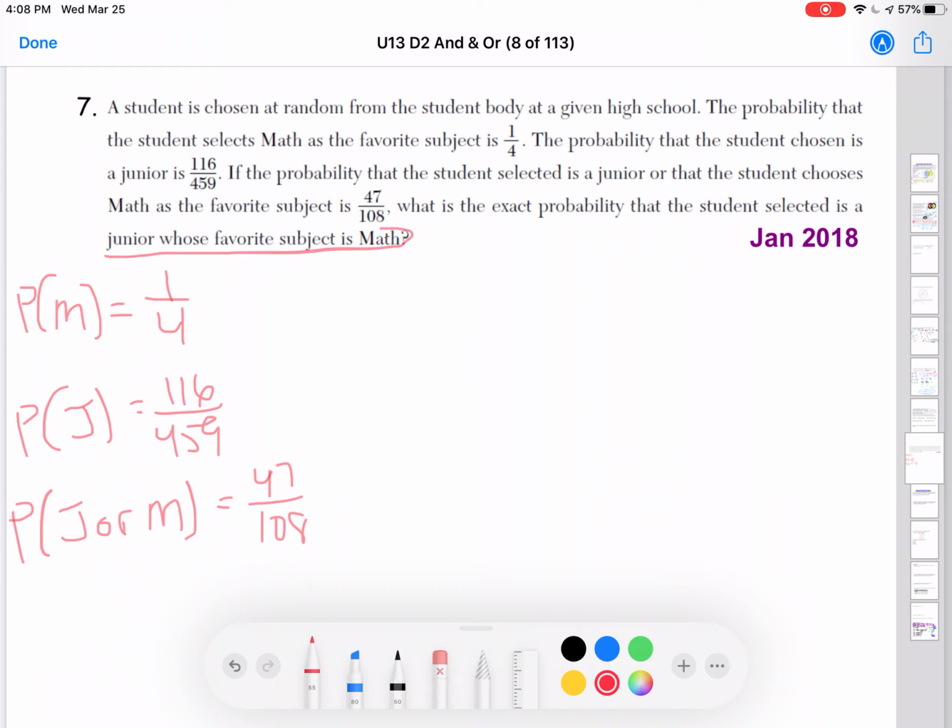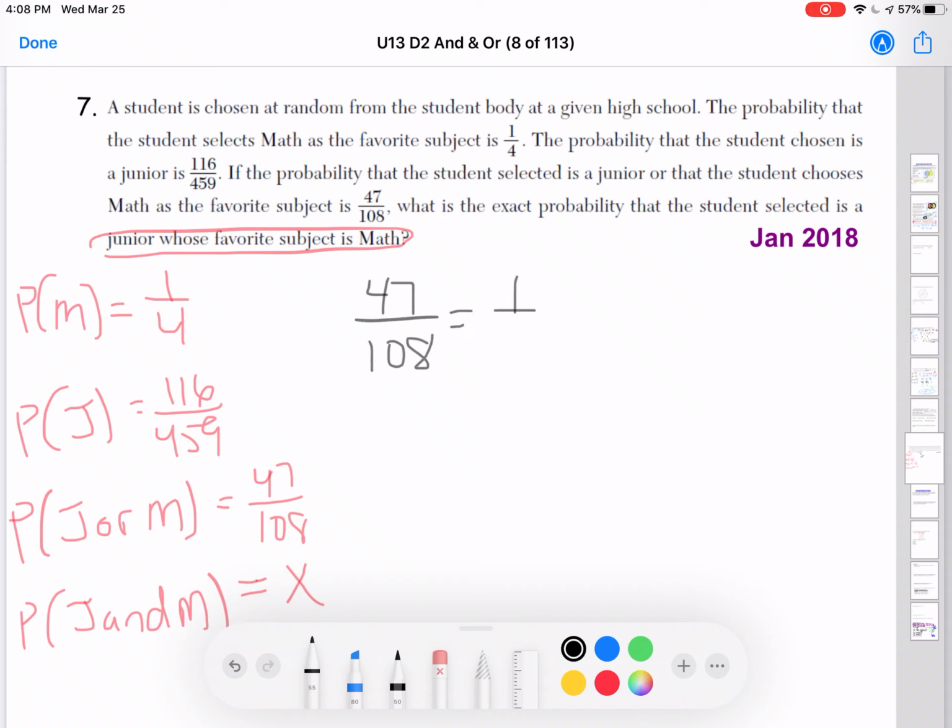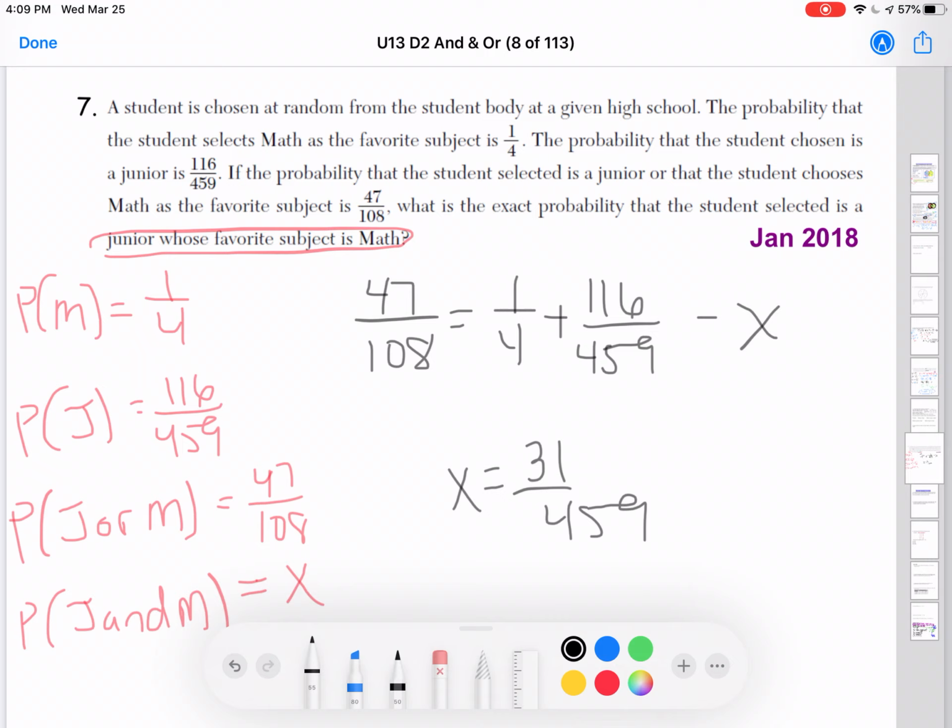So junior whose favorite subject is math, that's going to be my probability of junior and math. Okay, and that's the one you guys want to solve. I'll just set it up and put the answer, and then you can do it yourself. Okay, so 31 over 459 is what it comes out to be.